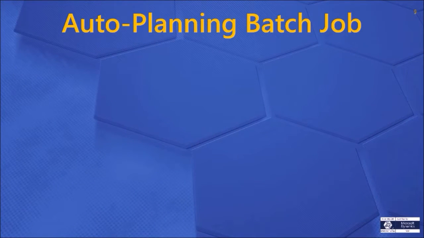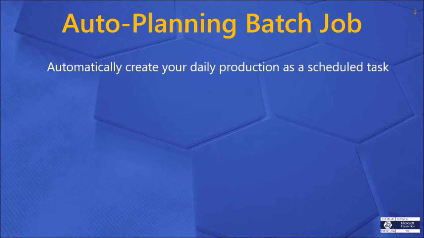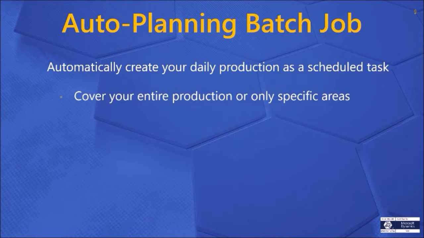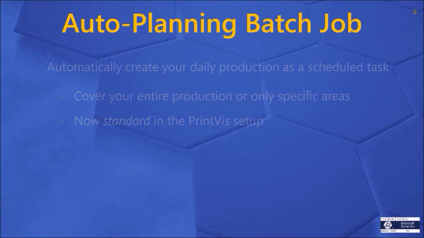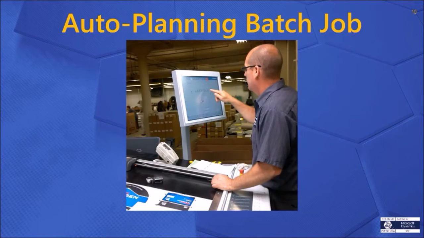Auto-planning batch job is a feature in PrintVis which allows the system to automatically create your daily production plan as a scheduled task. This can be done to cover either your entire production or only specific areas which you might prefer to automate. While this functionality has been available in PrintVis for some time, it is now standard in the PrintVis setup. By applying certain sets of rules, you can have your day's production plan auto-adjusted to account for the typical changes that occur during business hours: new incoming orders, outgoing partials, priority fluctuations, unexpected delays, etc.